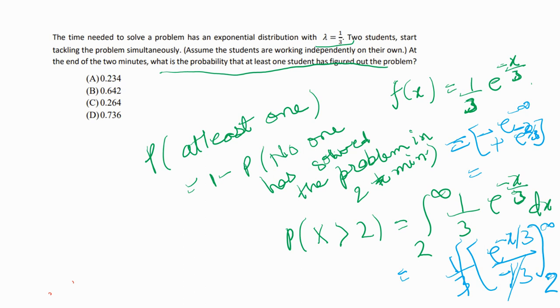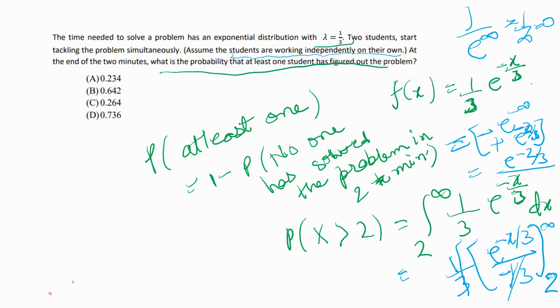So e to the power minus infinity will be 1 upon e to the power infinity, which will be 1 upon infinity, which will be 0. So that part is 0, and then this part will be e to the power minus 2 upon 3. So e to the power minus 2 upon 3 is the probability that one student has not figured out the problem.